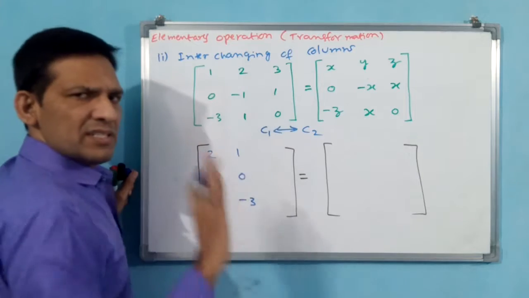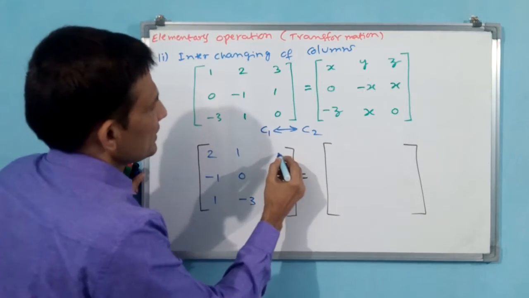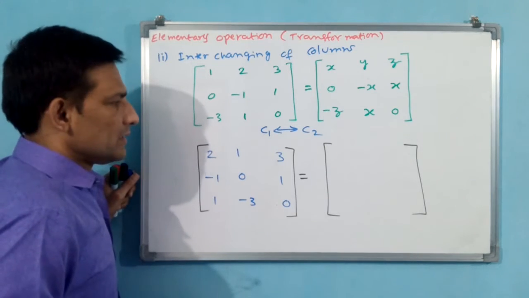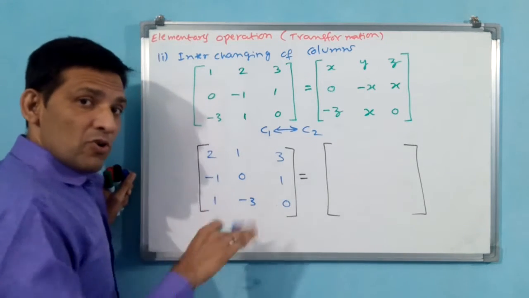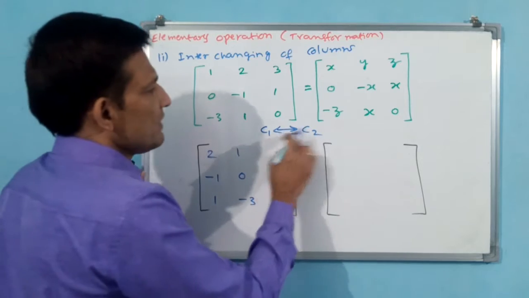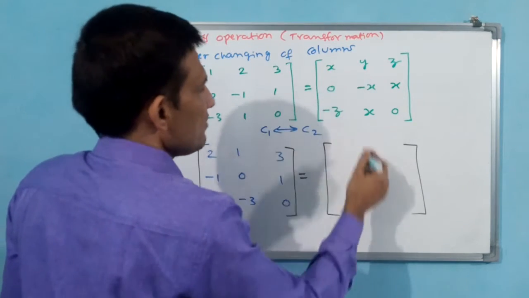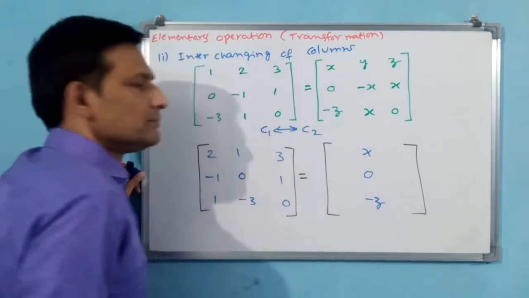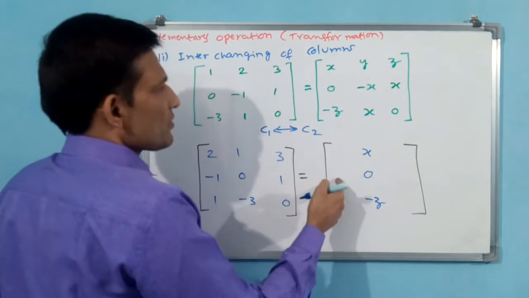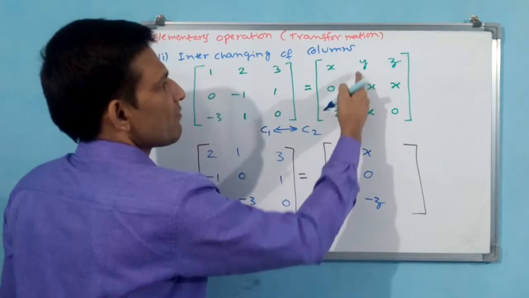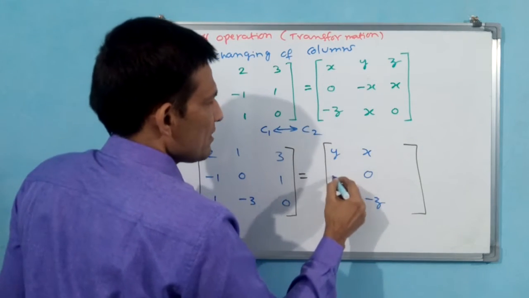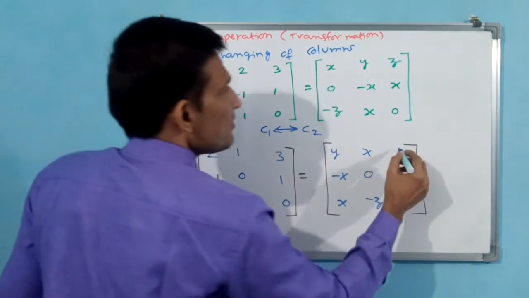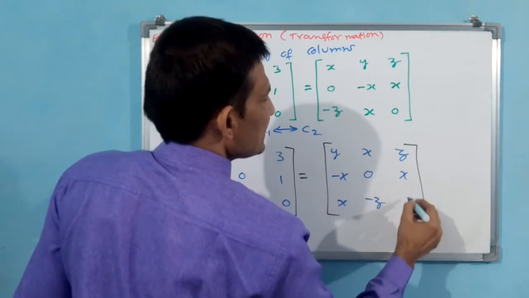But what about C3? There is no change in C3, you have to copy it like this only. Write down 3, 1, 0. That's all. Only one side? No, this is to be done on both sides. C1 will be in C2: X0 minus Z will be in C2. What about C1? C2 will come in C1: Y minus X, X. Then C3 will have no change: Z, X, 0.